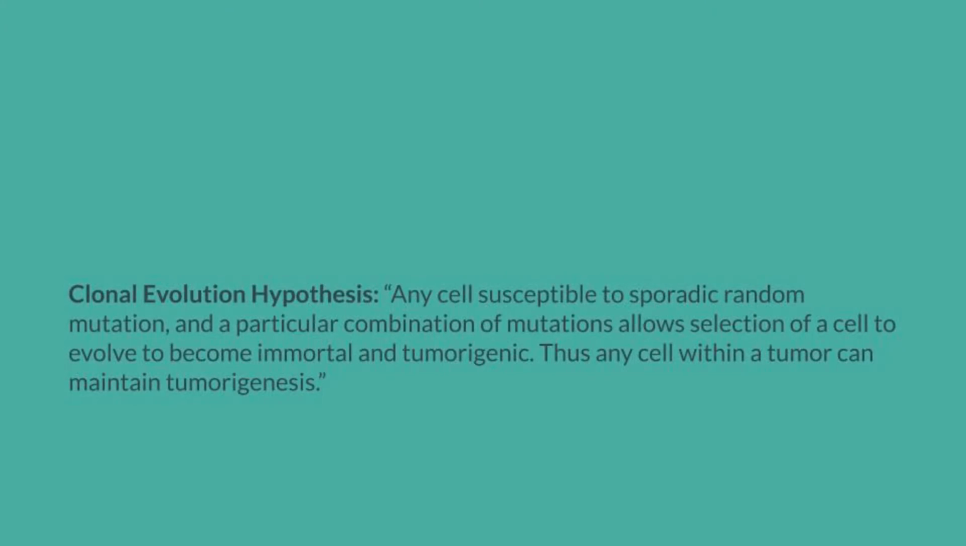There are two different models of breast cancer initiation and progression. The first is the clonal evolution hypothesis, and the second is the cancer stem cell hypothesis. The clonal evolution hypothesis states that any cell susceptible to sporadic random mutation and a particular combination of mutations allows selection of a cell to evolve to become immortal and tumorigenic. Thus, any cell within a tumor can maintain tumorigenesis. So basically, any cell in our body that becomes mutated can then further divide and create more mutant cells.